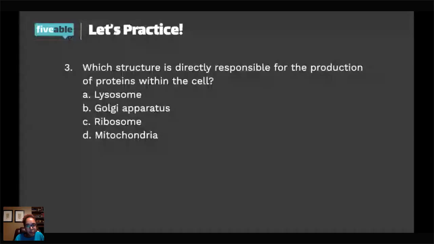Okay, so we have another question. Which structure is directly responsible for the production of proteins within the cell? Lysosome, Golgi, ribosome, or mitochondria? So I'll give you guys a minute.